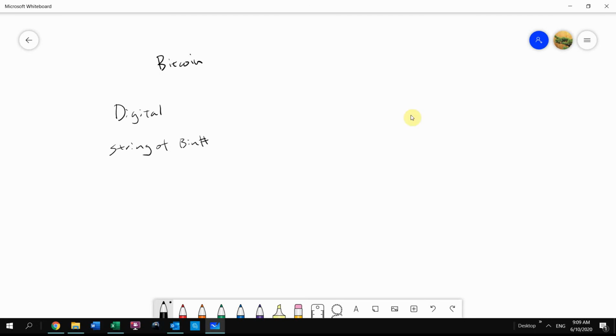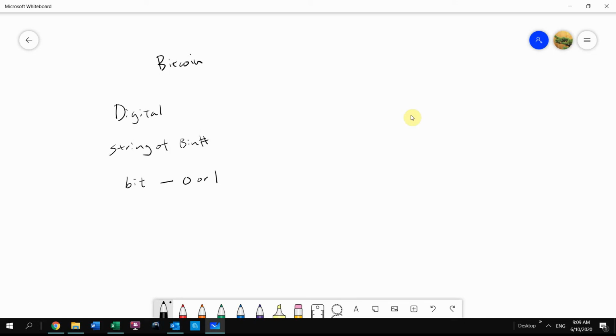So what is a binary number? One bit is one binary number. It can take either the value of 0 or 1. So that is one bit. So that's why it's called a Bitcoin. That's where the name comes from.